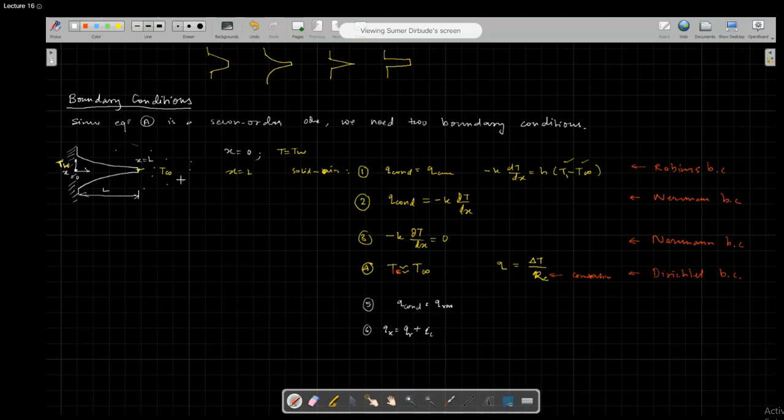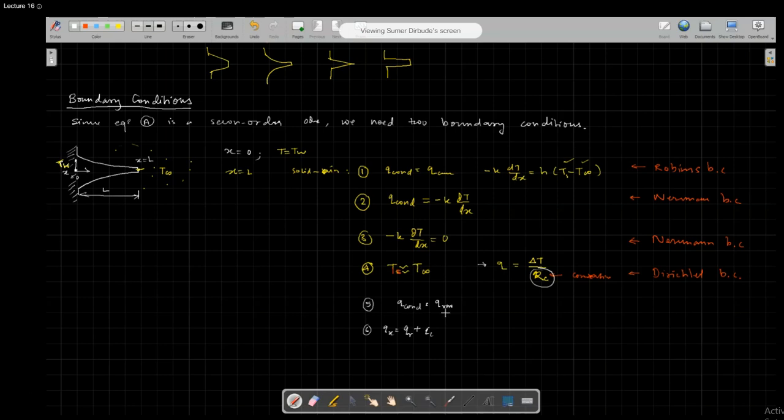As we were talking about the Ts equal to T infinity condition, the basis for using it was this. To use this boundary condition, we need to find out this resistance 1 by HA, where H is the average heat transfer coefficient at this surface. If we find that this Q is very, very small, then in those conditions we can talk about T equal to T infinity.